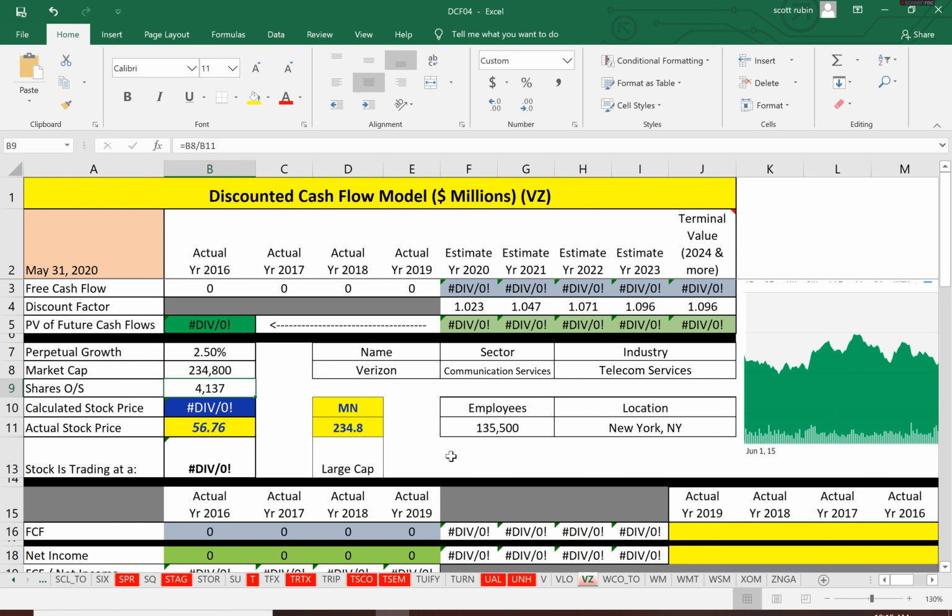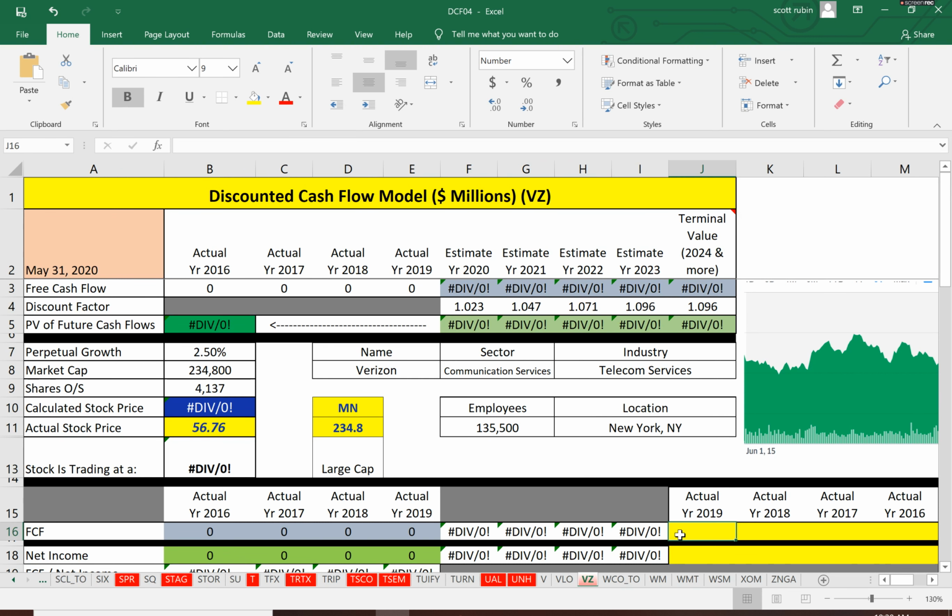And the way to calculate the value of a company is to estimate the future free cash flows and then discount that number back to today's value. And that gives you the value of the entire company. And then you take that value and divide it by the shares outstanding. And that gives you the intrinsic stock price, a way to compare it to the actual stock price to see if it's higher or lower.